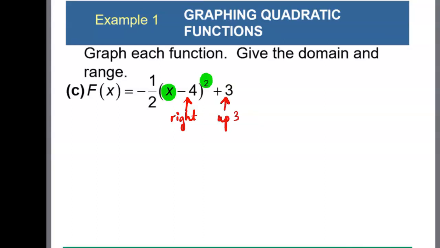So the vertex for x squared is at the origin, but keep in mind that here we are going to be moving away from the origin. We're going to be moving to the right 4 units, and we are going to move up 3 units. Okay, so that's going to put my vertex right here. So my vertex then is going to be (4, 3).